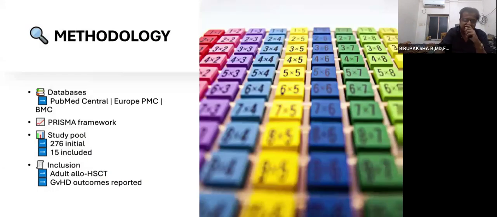So what I've done is I've scrolled through PubMed Central, Europe PMC, and BMC, and I have figured out a study pool which included 276 studies, from which I have selected 15 of them. There were junk studies as well. Even in this particular part, I'm noting it down in the paper, junk studies. I shouldn't be using the word junk, but still, let me use it for the time being. Now, what are junk studies? I will come to it.